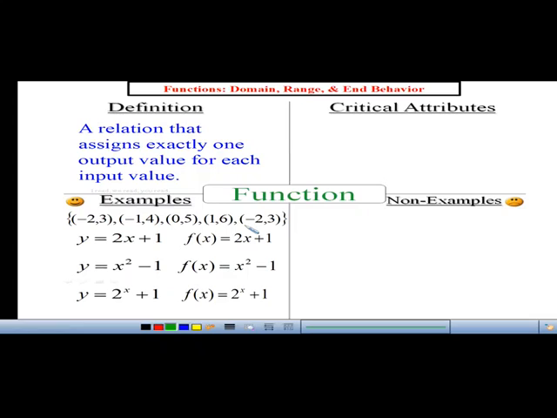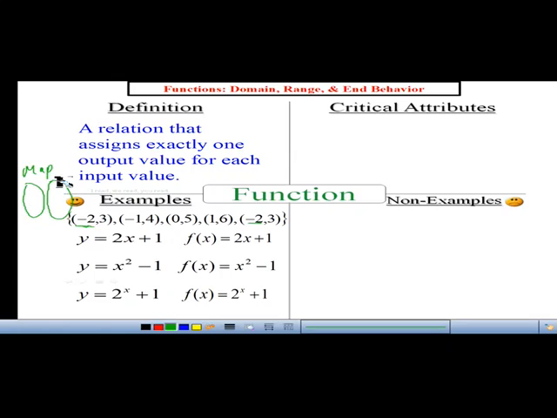To check if it's a function, pay attention to this. See if any of the x values repeat. Let me repeat that again. If it's a function, first check to see if any of the x values repeat. They're like, let me see, -2, -1, 0, 1, -2. Yes, Mr. Q, -2 repeats. Whenever you have an x value that repeats, the first thing that you need to do is draw a mapping diagram. Okay, so here's my mapping diagram.